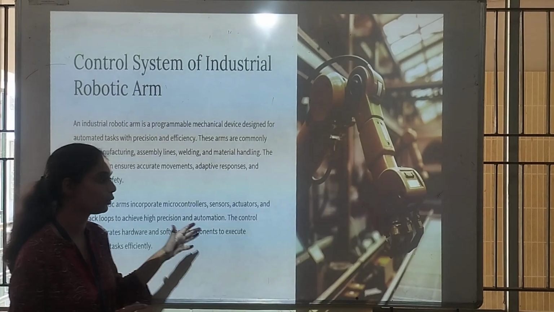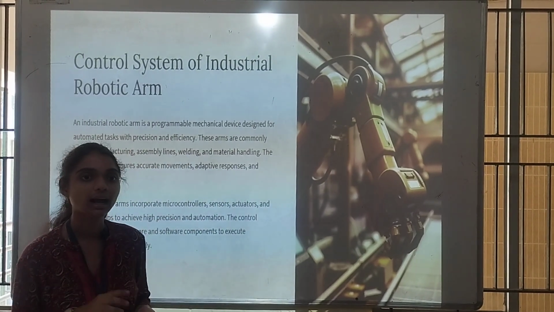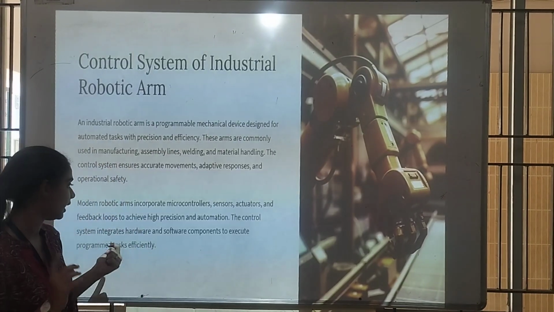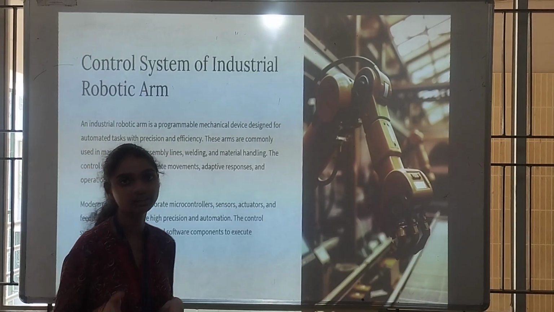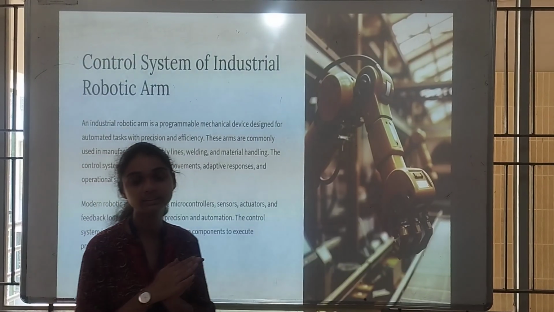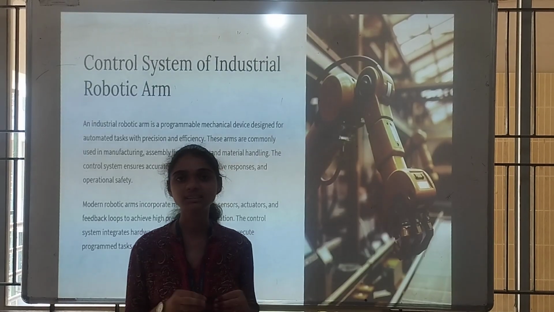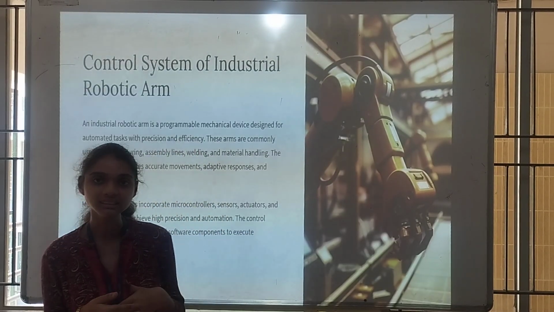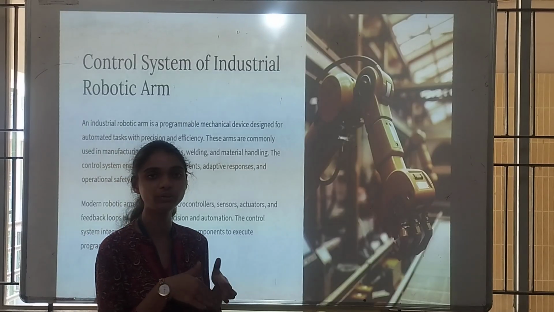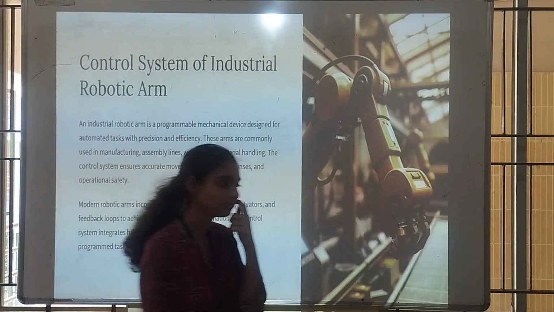Modern robotic arms use microcontrollers, sensors, and actuators, which provide high precision. Sensors detect the object. There are several types of sensors, like the IR sensor and the ultrasonic sensor. These sensors are used to measure distance, and the microcontroller processes the sensed data to produce the desired output.